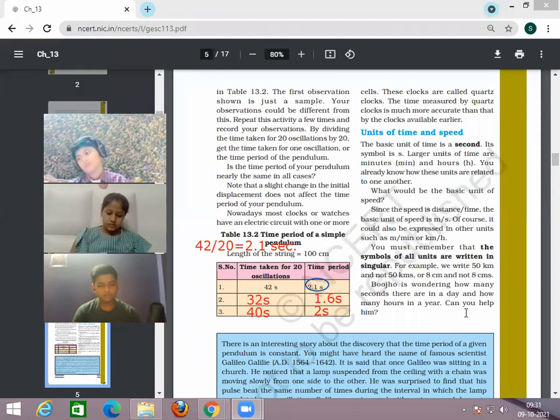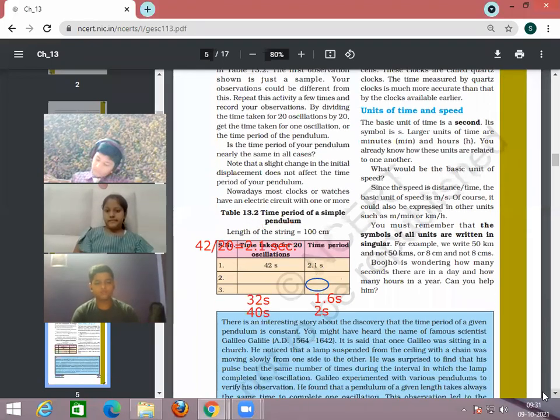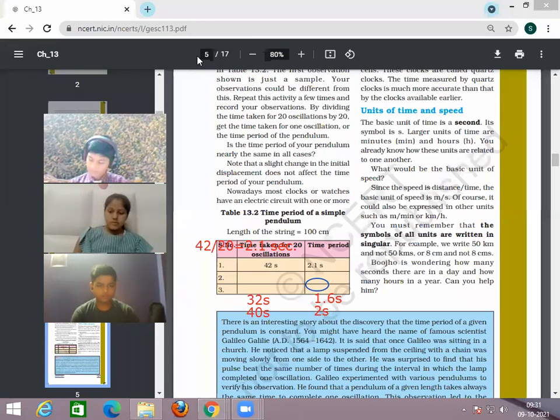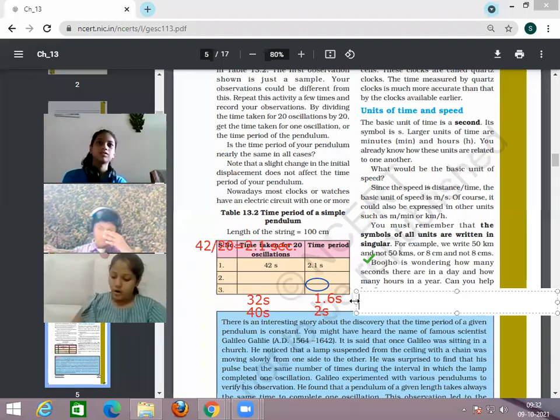ठीक है? So Bujo was wondering how many seconds there are in a day and how many hours in a year. So I want each one of you to calculate. Tell me how many seconds are there in a day. Kindly give me the answer to this question. And how will you be calculating it? How many seconds in a day? How are we going to calculate?